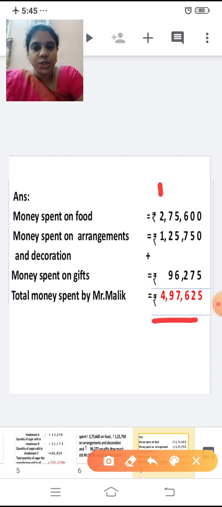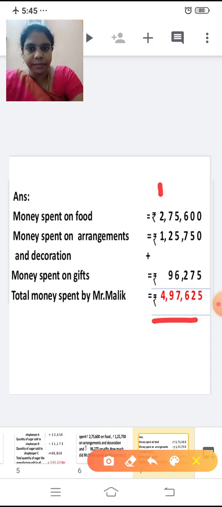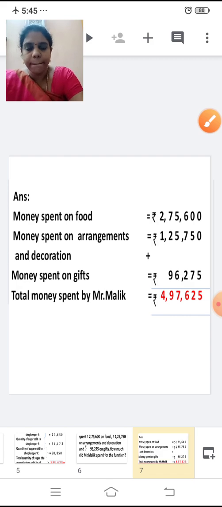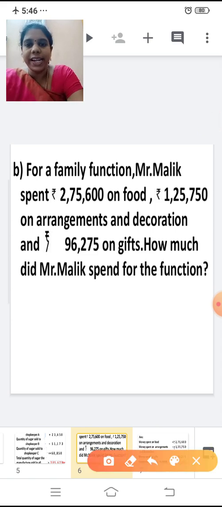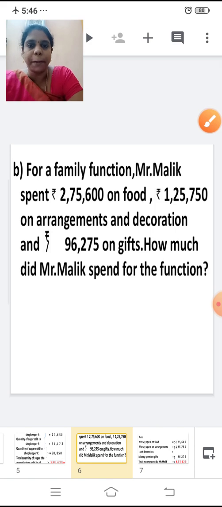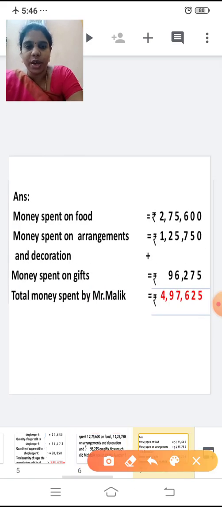4,97,625. What is the total money spent by Mr. Malik for the function? 4,95,625. So, Mr. Malik had one function. He had spent 2,75,600 for food and 1,25,750 for arrangements and decoration and 96,275 for gifts. So, how will you find out the total money spent? We are going to add, right? So, now add everything and the answer is 4,97,625.